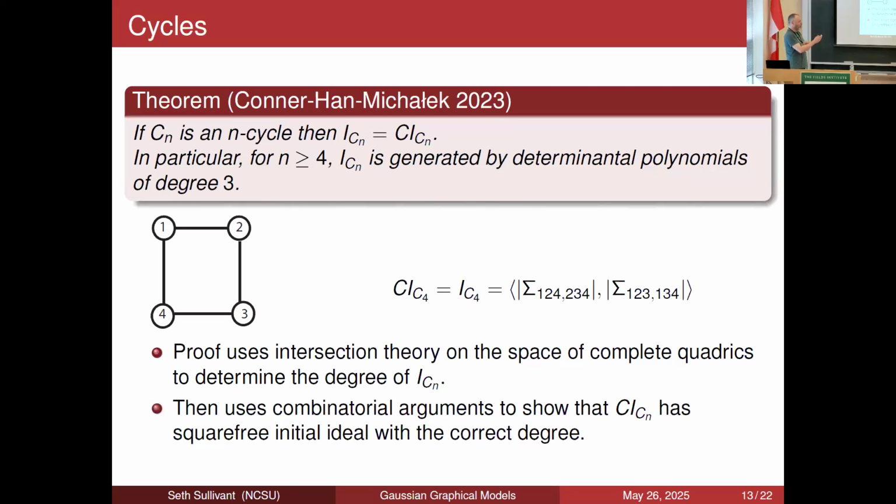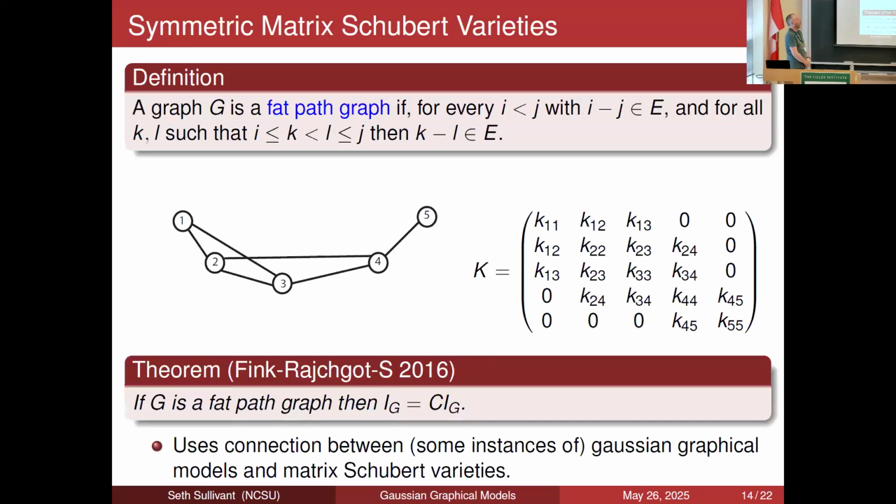So cycles, we understand that completely. Let me give you some other examples where we know the conditional independence ideal equals the vanishing ideal of the graph. I'm going to call a graph a fat path graph if it has the following property. Whenever you have an edge from i to j, you also have every edge k to l where k and l fit between i and j.